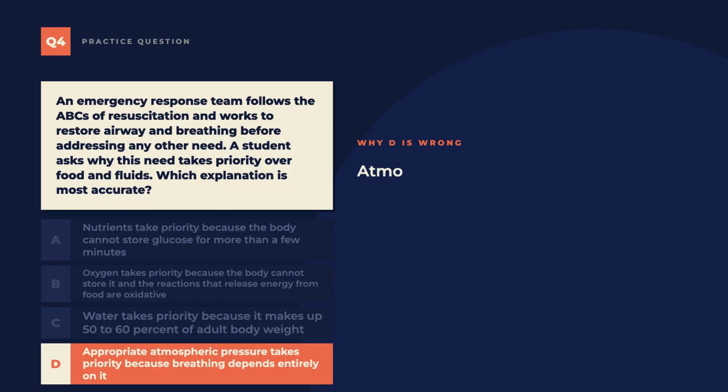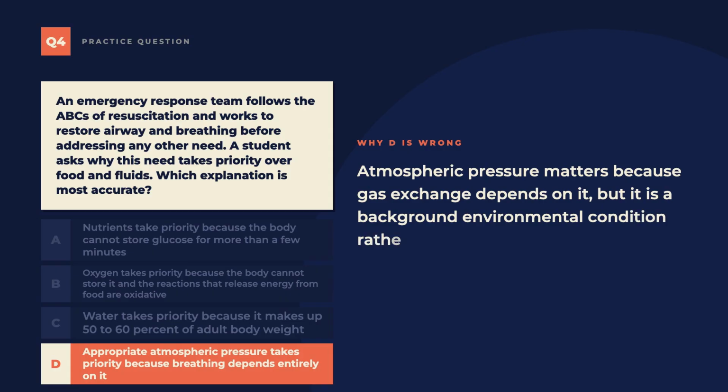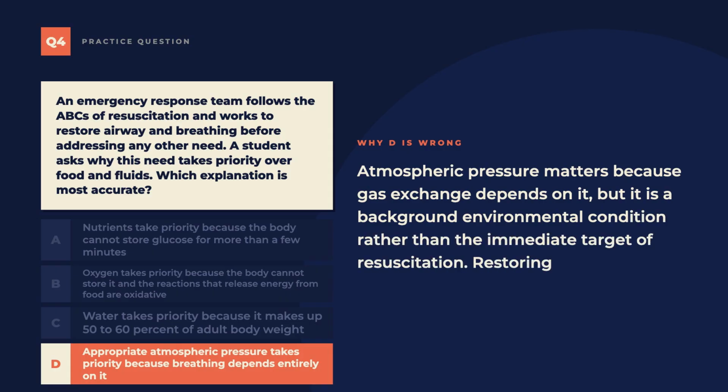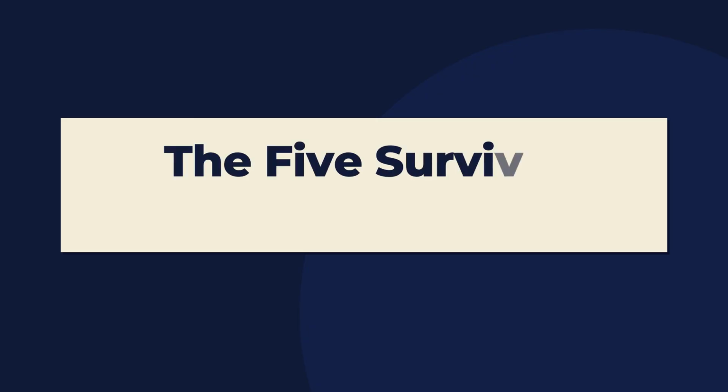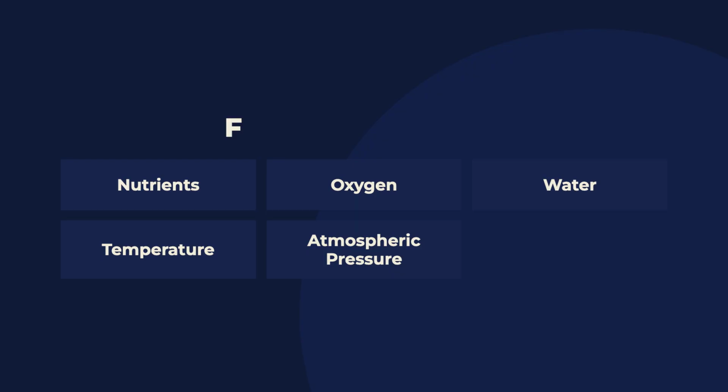D is wrong because atmospheric pressure matters because gas exchange depends on it, but it is a background environmental condition rather than the immediate target of resuscitation. Restoring airflow addresses oxygen delivery directly. Paramedics follow airway, breathing, circulation in that order for a reason. It's a ranking of survival needs by how fast their absence kills. You can survive weeks without food, days without water, but only minutes without oxygen.